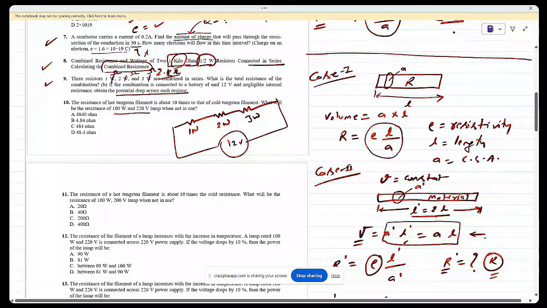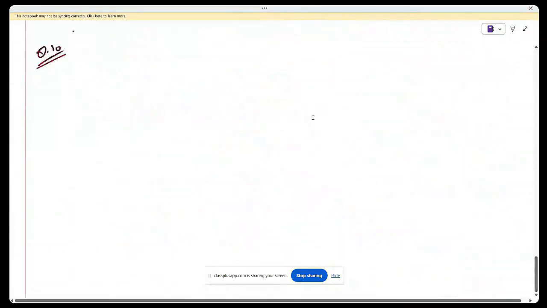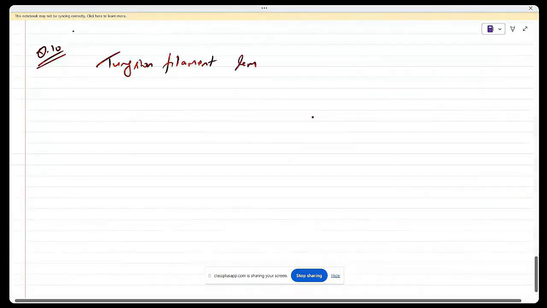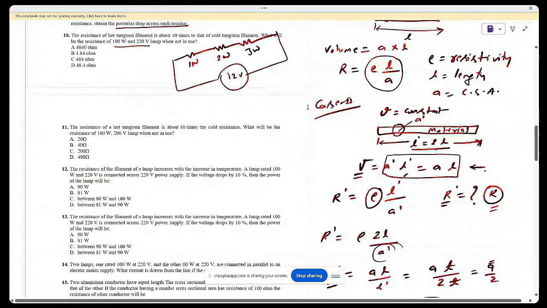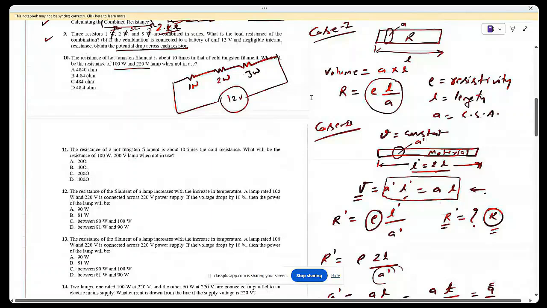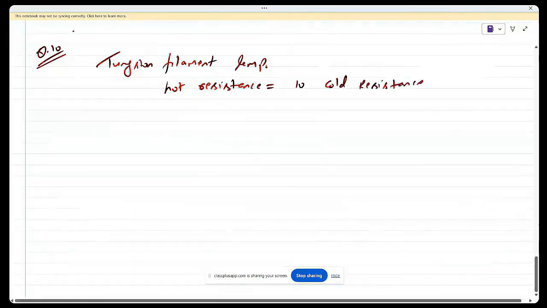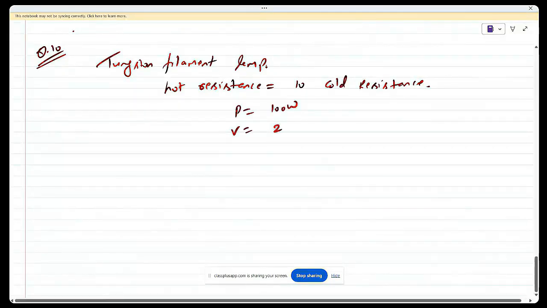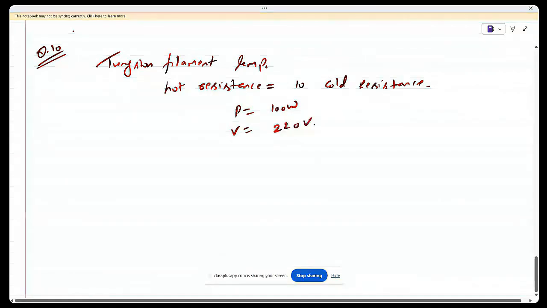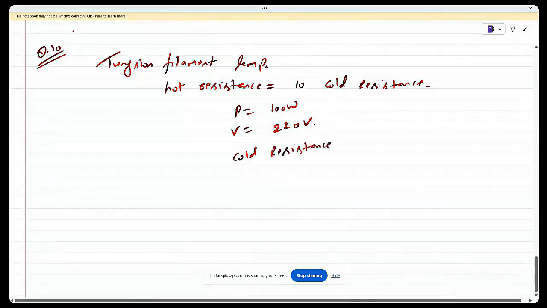So it is very easy. It is saying tungsten filament lamp. Its hot resistance is equal to 10 times of cold resistance, and supply is 100 watt 220 volt. Hot resistance is equal to 10 times of cold resistance. Power rating is equal to 100 watt and voltage is equal to 220 volts. And you have to calculate what? Cold resistance. When it is not used means cold resistance. Resistance you have to calculate. Okay. So it is very simple.